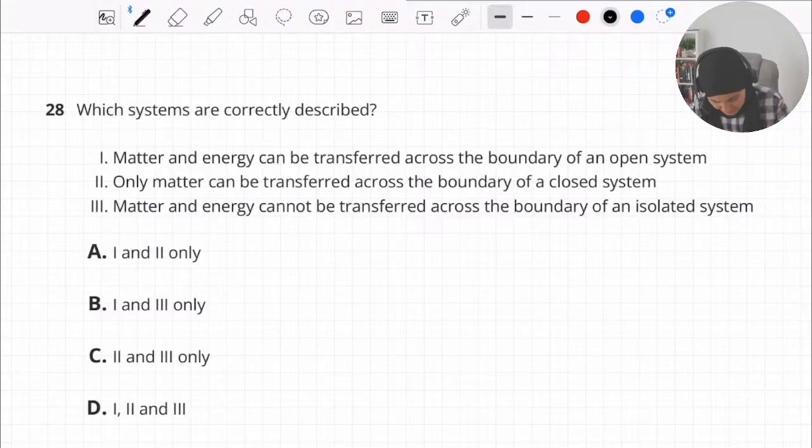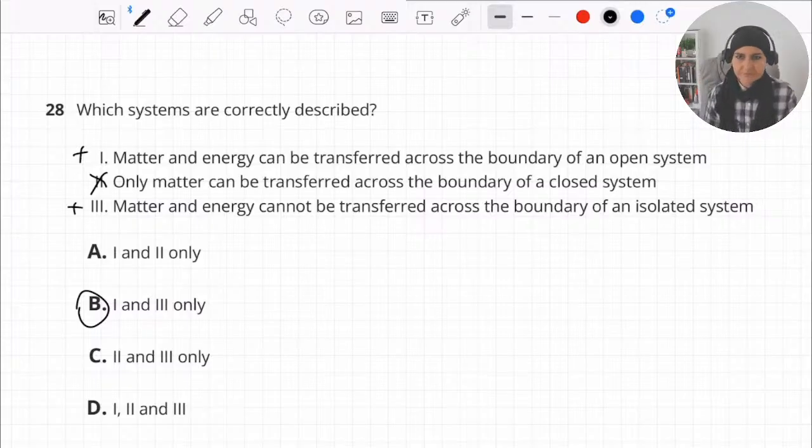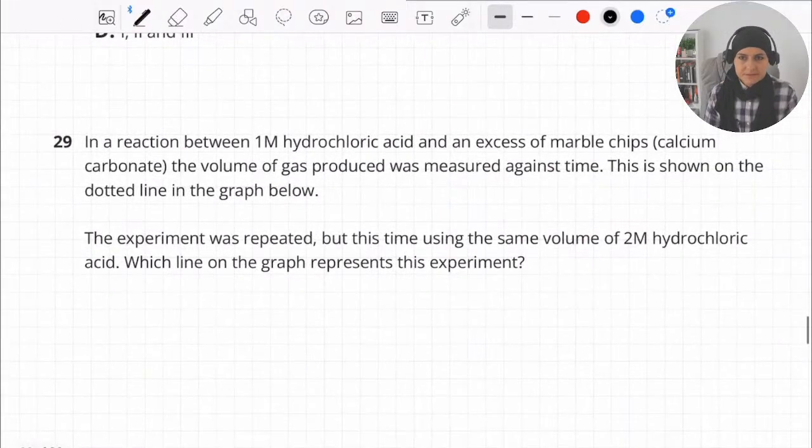Matter and energy can be transferred across the boundary of an open system. That looks right. Only matter can be transferred across the boundary of a closed system. That is wrong. Only energy can be transferred. Then if it's not two, it must be 1 and 3. But again, let's double check. Matter and energy cannot be transferred across the boundary of an isolated system. Yeah, that's right. That is okay. Next one.